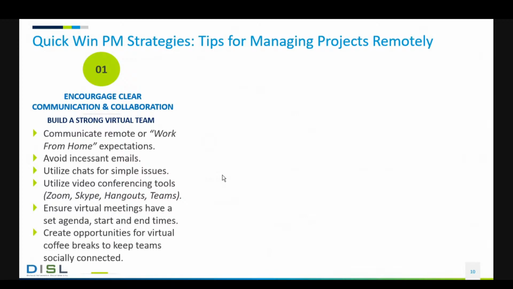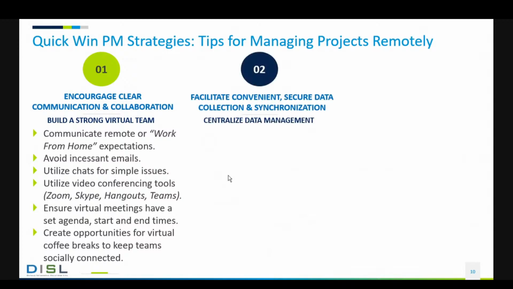And then you also want to make sure that you keep that team connected, keep those bonds with your team. So still creating opportunities for virtual coffee breaks, so to say, so that your project team can still socialize and have that kind of activities together.